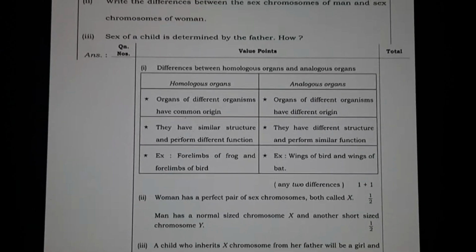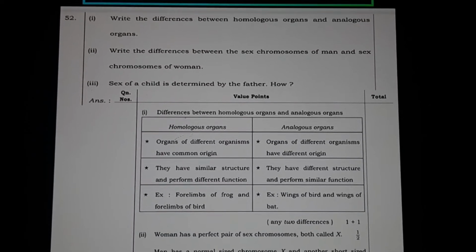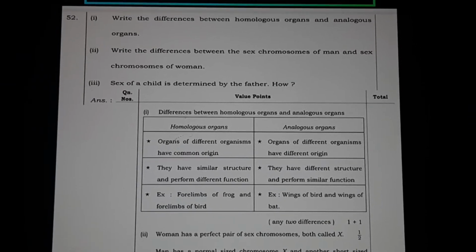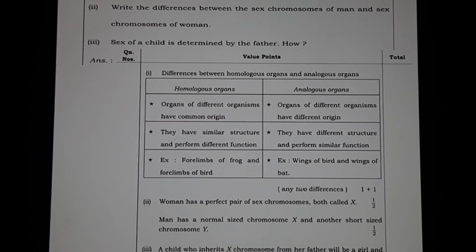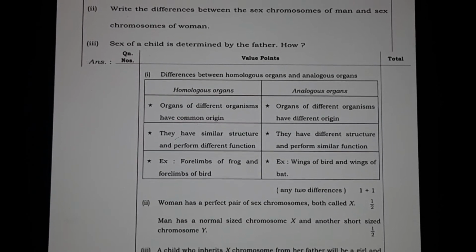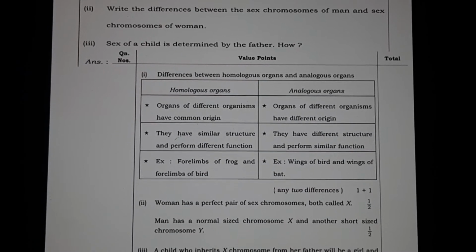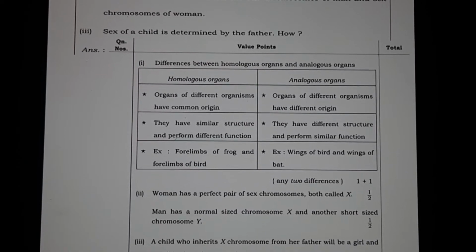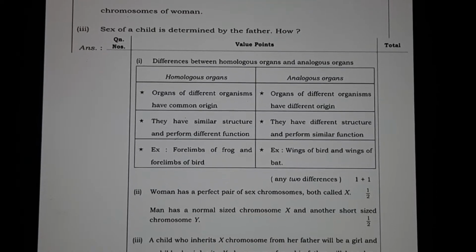The last question for 4 marks. Write the differences between homologous organs and analogous organs. For this, you have to write this answer. The difference: first, in homologous, organs of different organisms have common origin, and in analogous, organs of different organisms have different origin. In homologous, they have similar structure and perform different function, and in analogous, they have different structures and perform similar function, that is same function.